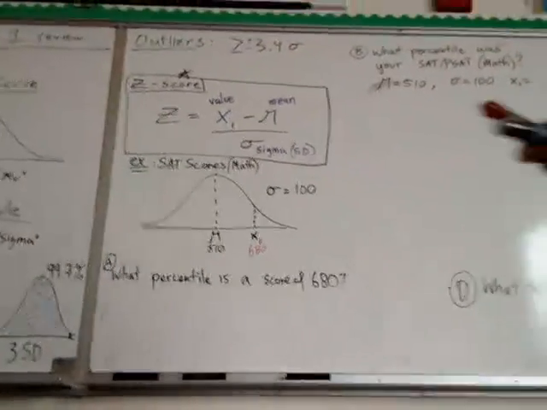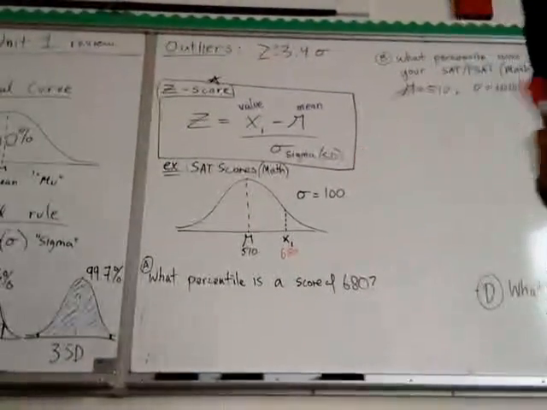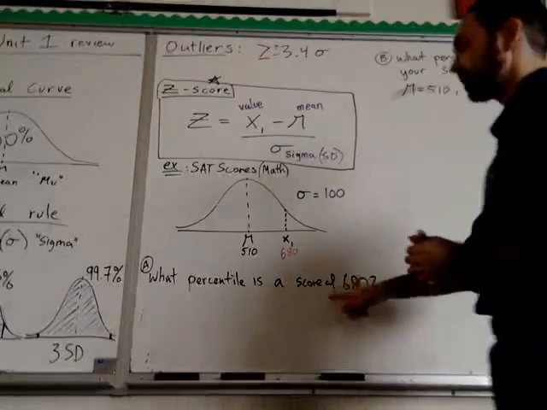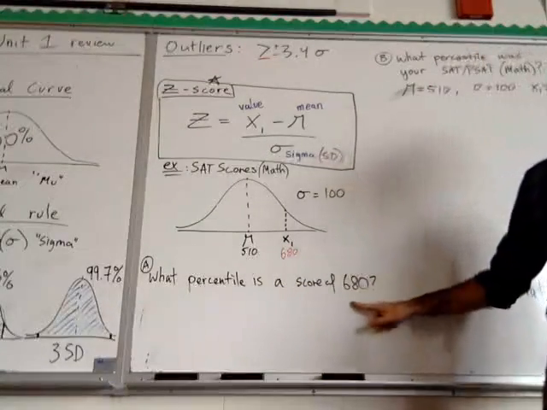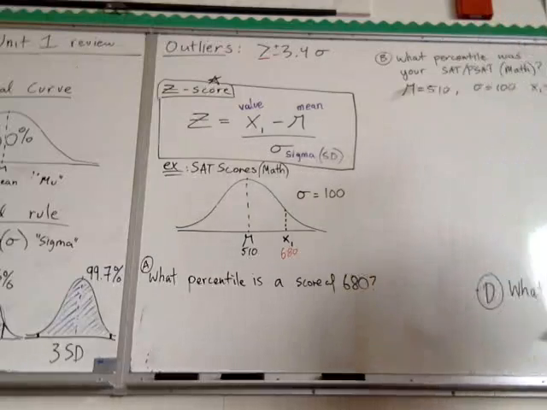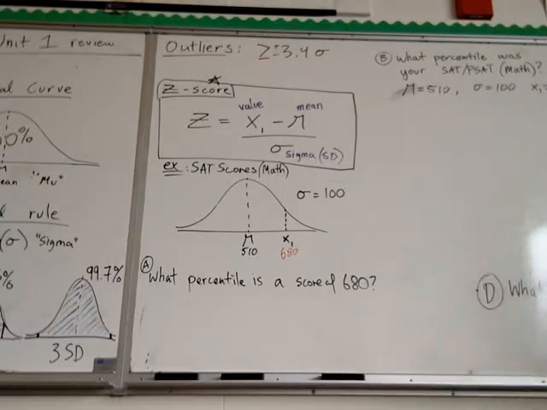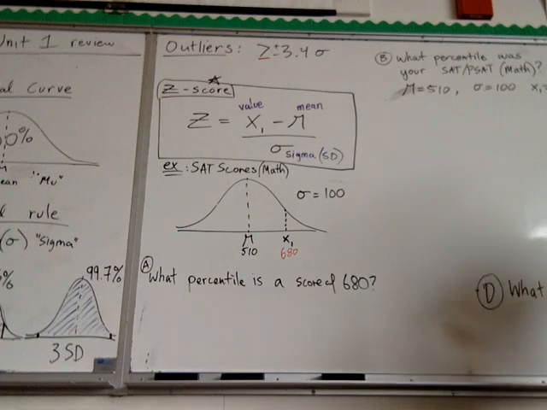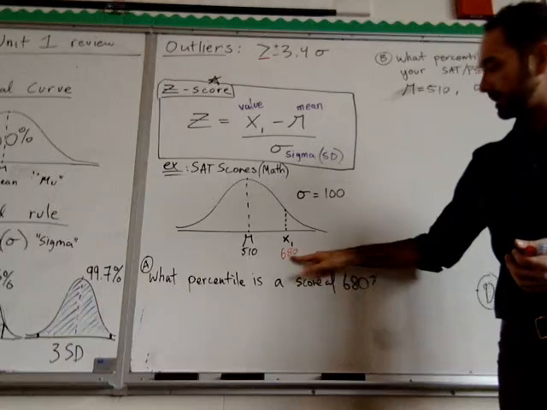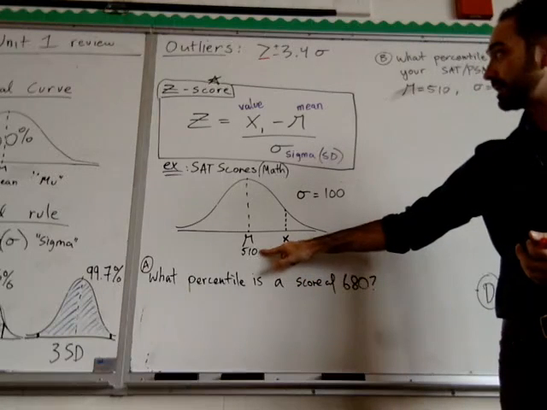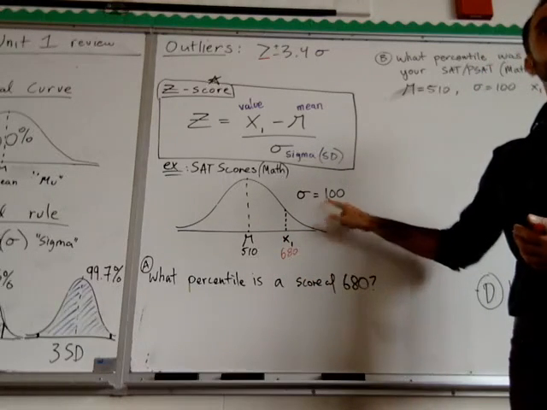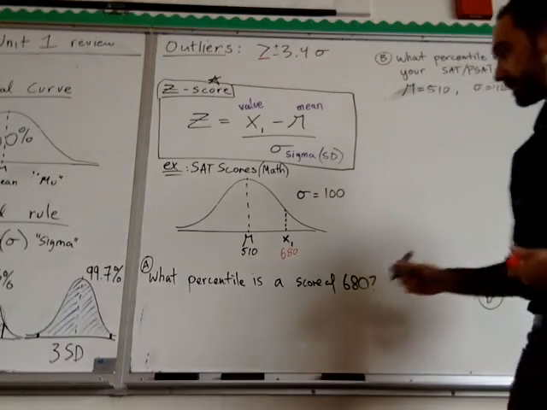So what percentile is a score of 680? What is our first step? Do we have any information about the z-score? We have to find it. We know we're looking for what? Percentile. So let's use the three things we have here to find our z-score. And our three things are, let's see, here's our value, x sub 1. Here's our mean. Here's our sigma. Let's go ahead and do it.